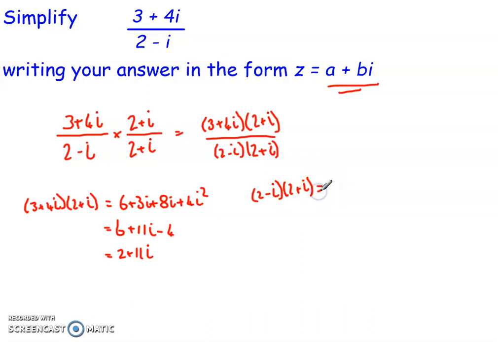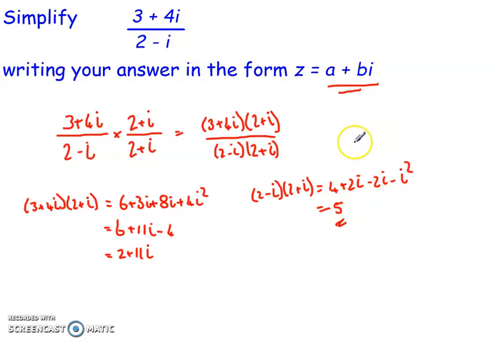Now, if at this stage you're going to do it step by step like this, that's great. Do it. So I would do 4, I then have plus 2i, minus 2i, then minus i squared. Plus 2i minus 2i disappear. i squared is negative 1. I've got 4 minus minus 1, which is 5.